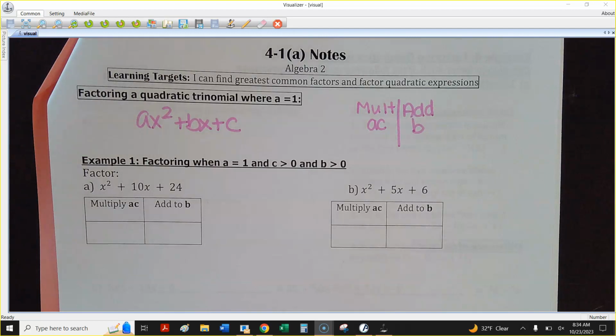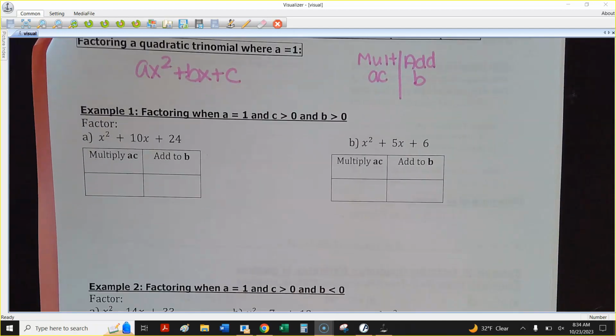If you can find two numbers that fit both those requirements, and there's only two that'll ever work for both, those will be the two numbers you want to use to write your factored form. Okay, so you don't have to make a little chart or anything like that, but I made that for these first couple questions just to walk through these really slowly.